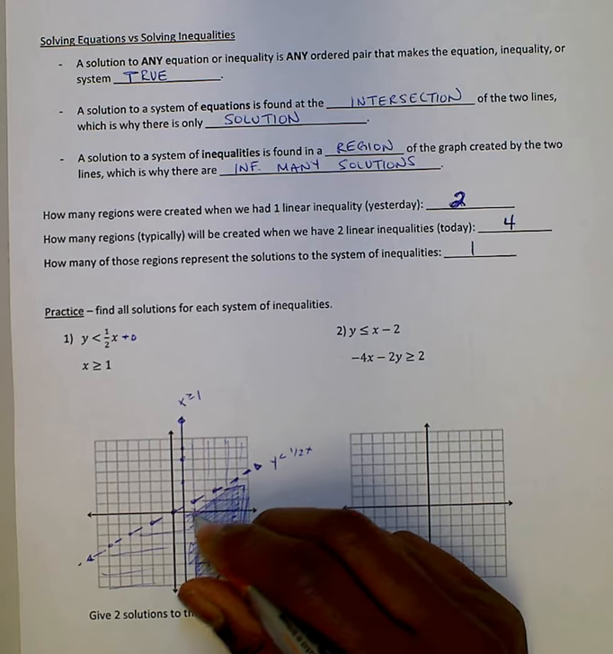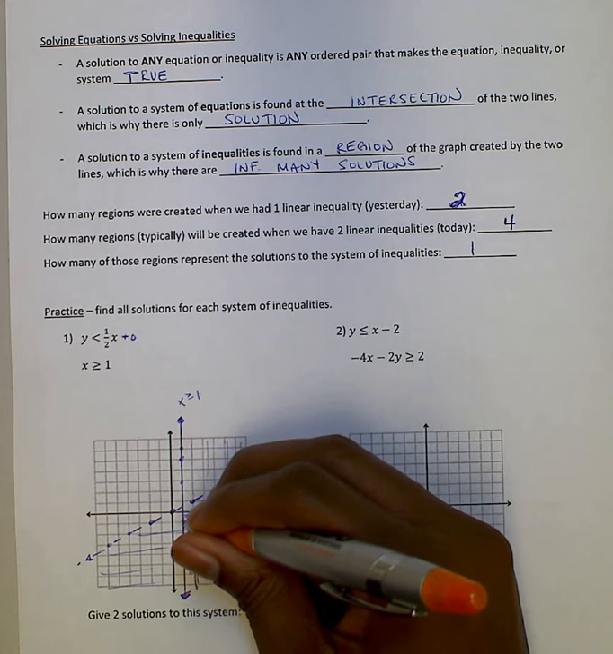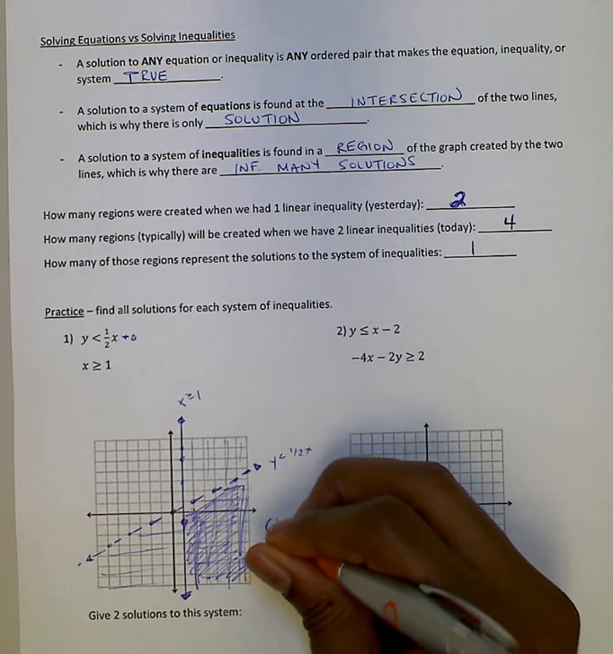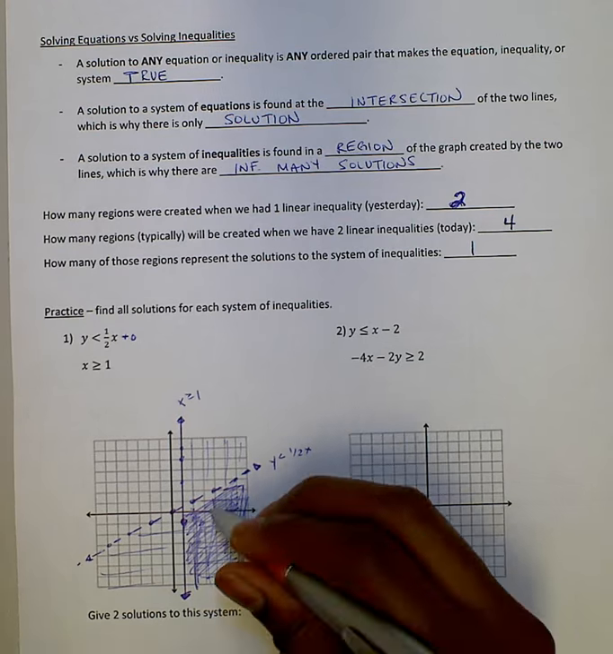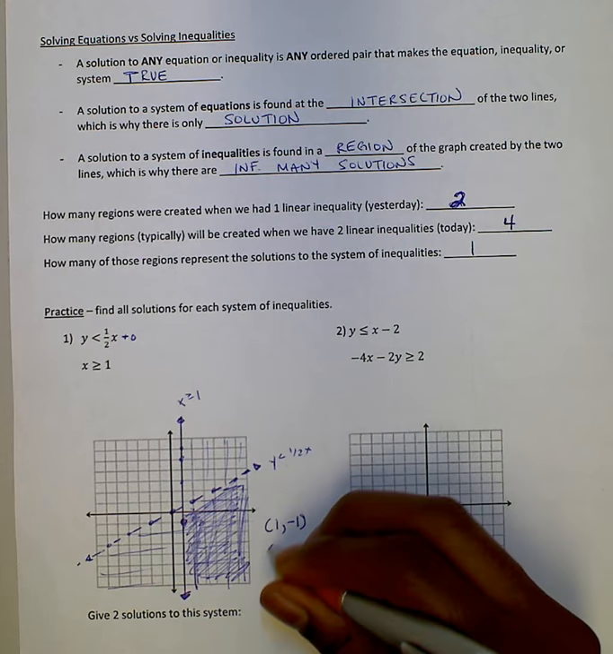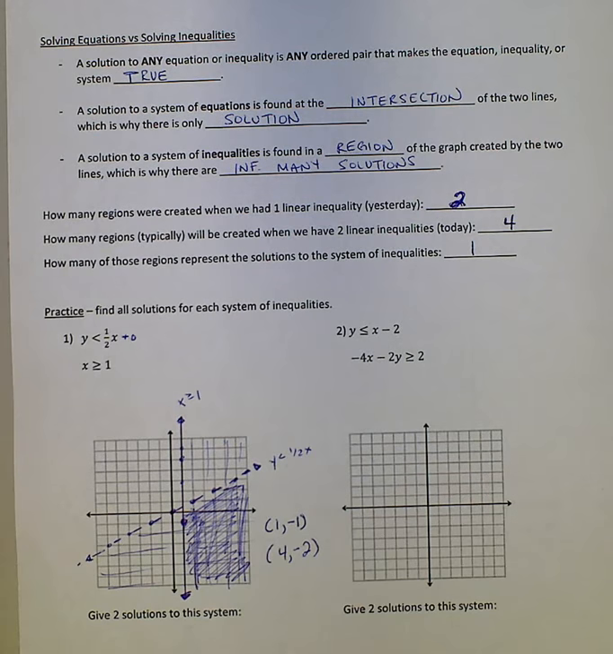So I could have a point on the line. Let's say I could say 1, -1 would be a solution. Or I could have a point just in the shaded region somewhere over here like 4, -2. But there are a lot of different options in here now. A lot of different options in that shaded region. Alright.